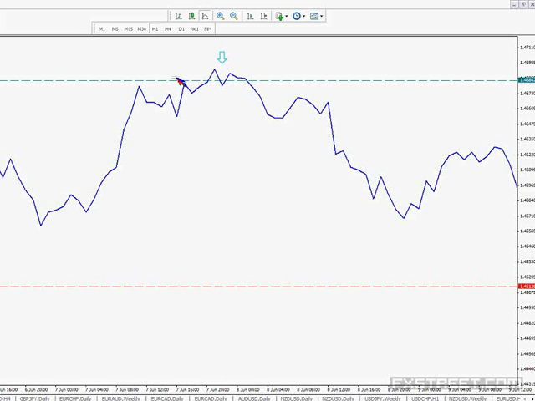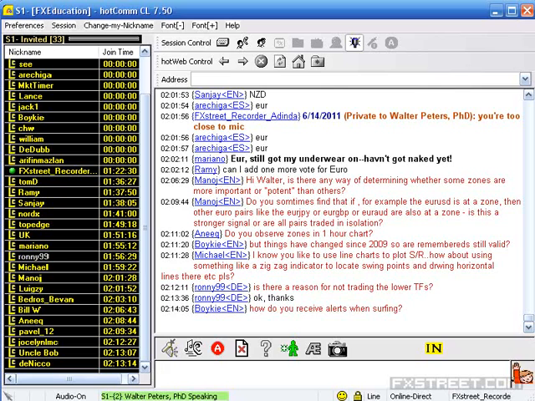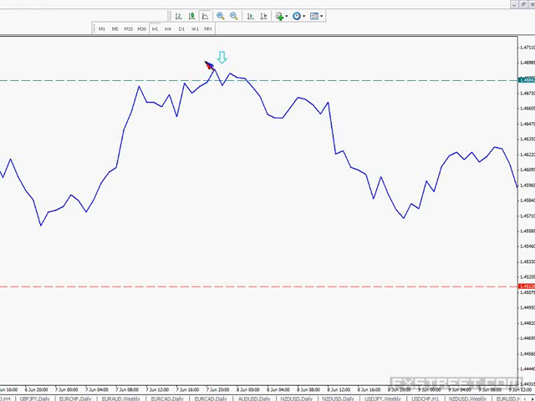How do you receive alerts when you're surfing? Says Boyke. Luckily for me, I'm surfing during the Asian session. Usually not much is happening then. Not always the case, but usually.